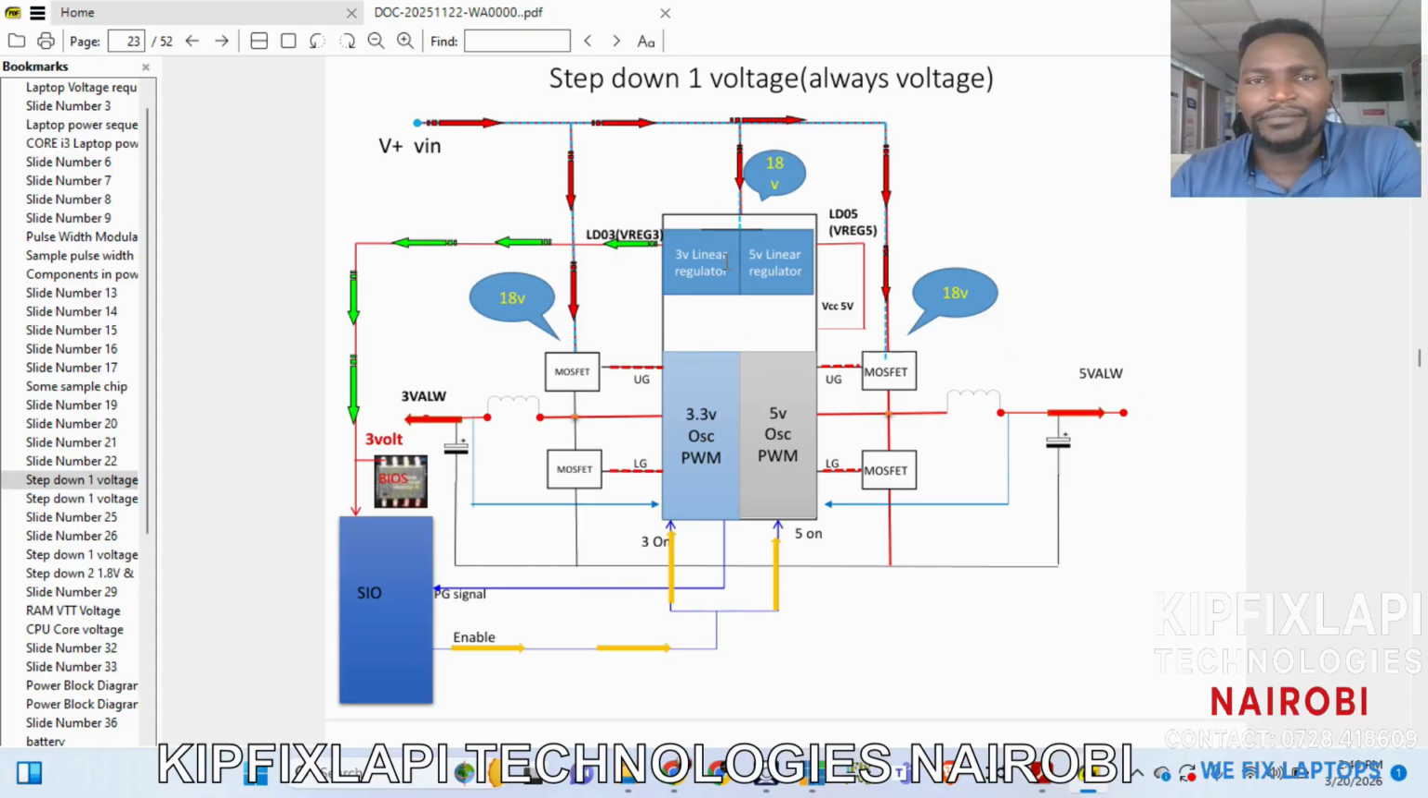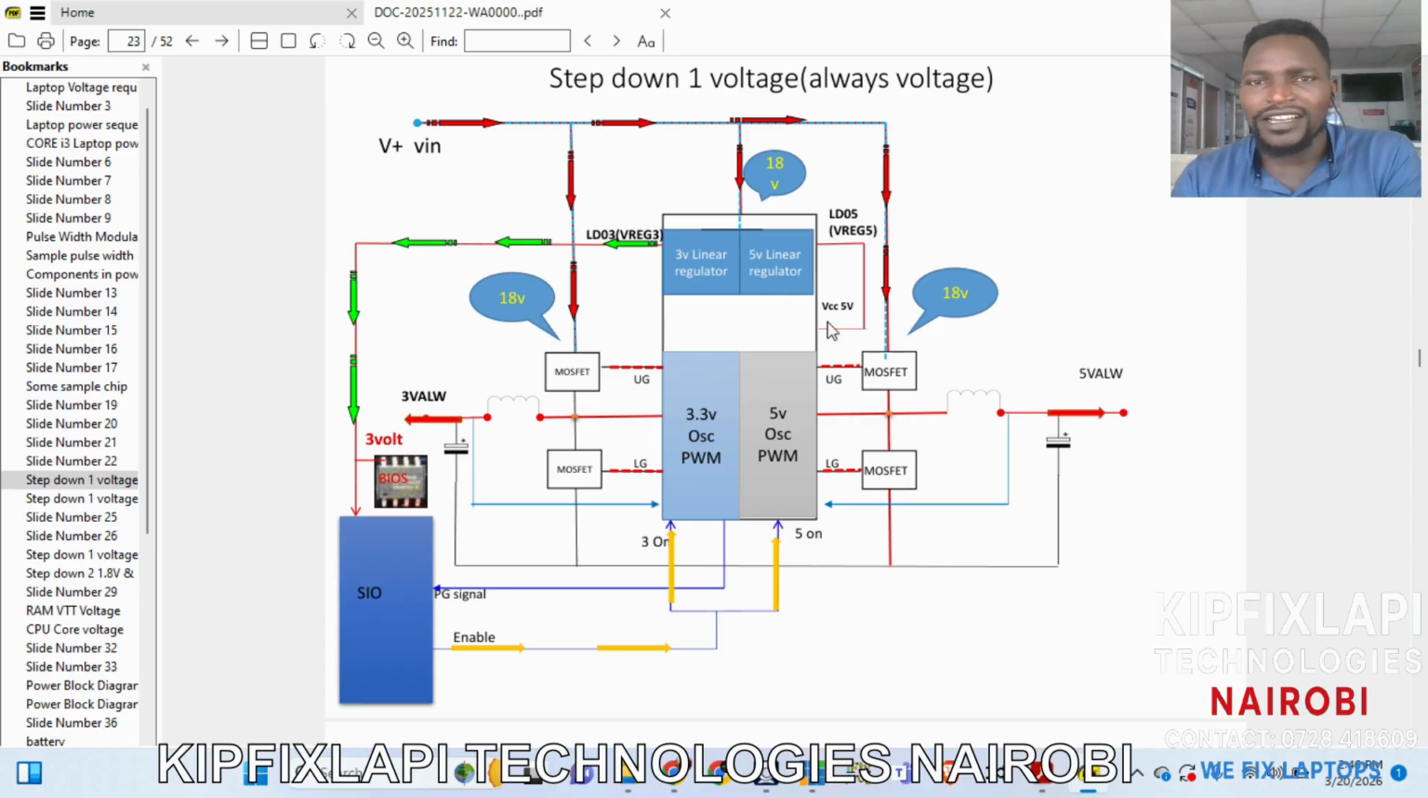So let's have a look at this other area. Within this same IC, this is the entire one IC, we also have a section responsible for generating the 3.3 linear regulator, the linear voltage. This 3.3 linear voltage is the one we normally call LDO3 or Vreg3. So Vreg and LDO are one and the same thing. In the same section, the 5 volt linear is also generated, and the same Vreg is consumed by the same IC.